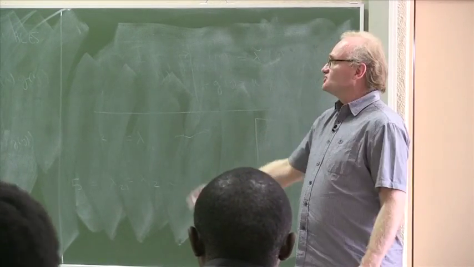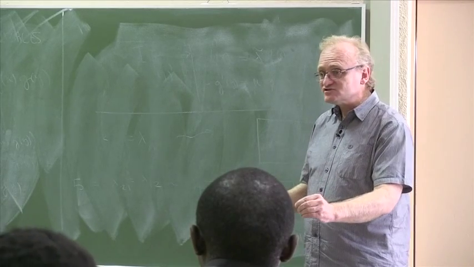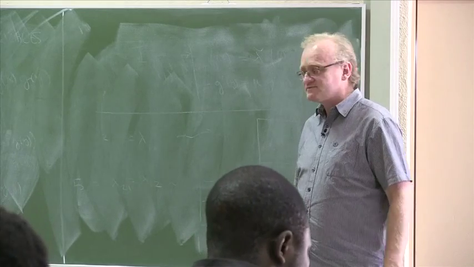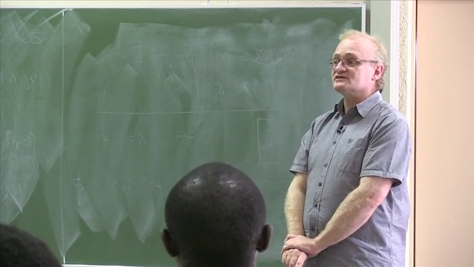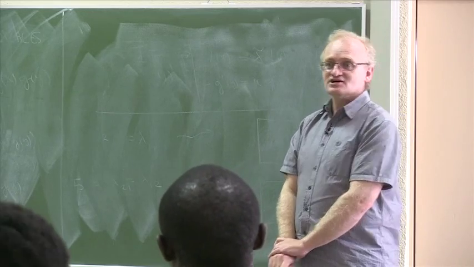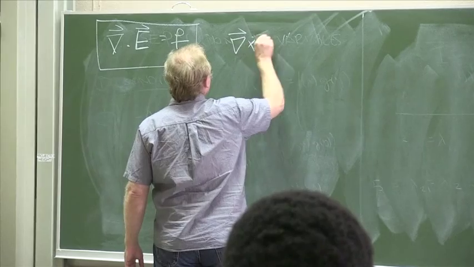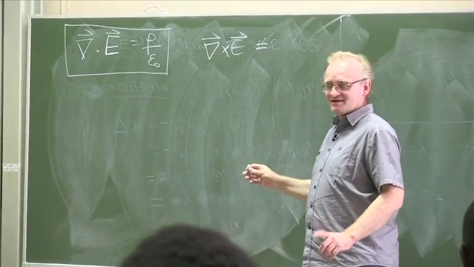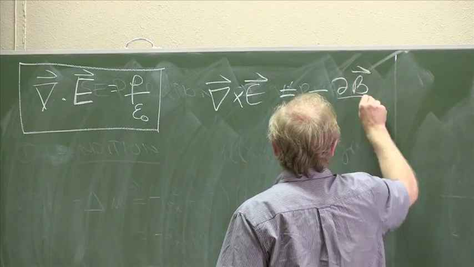Good. So these field lines are open. They start from positive charges and they end on negative charges. Good. What's the second Maxwell equation that we've got for the electric field? Curl of E equals? Minus dB dt. Very good.